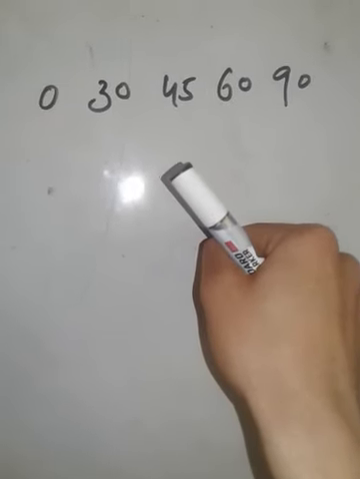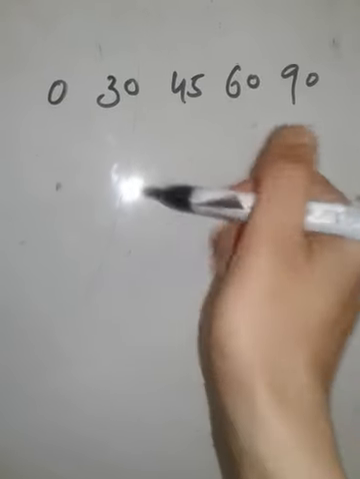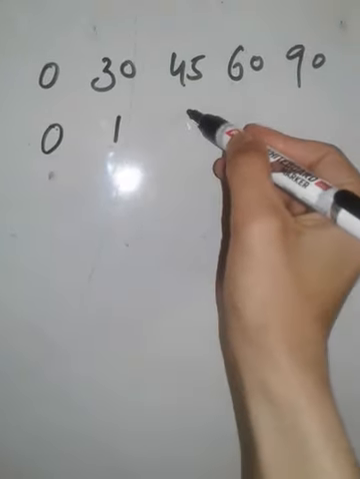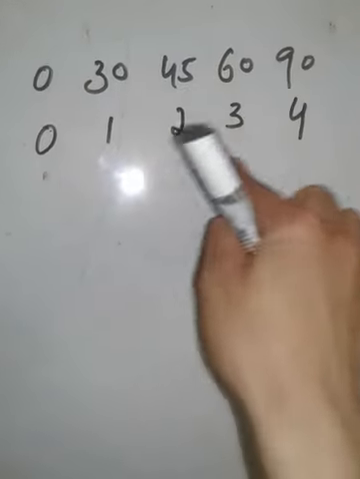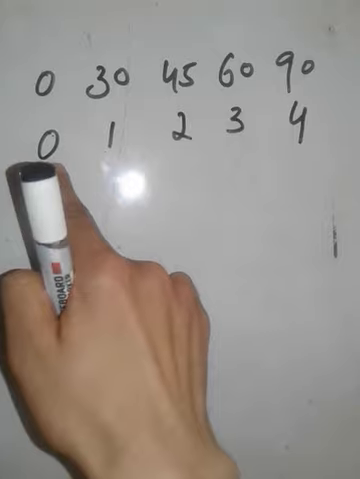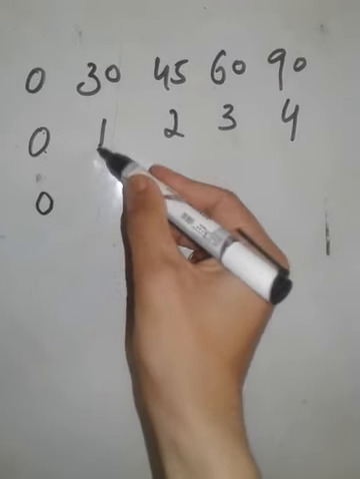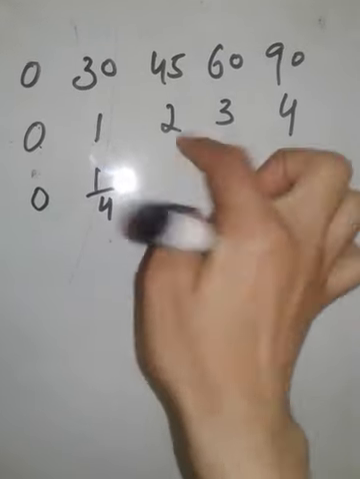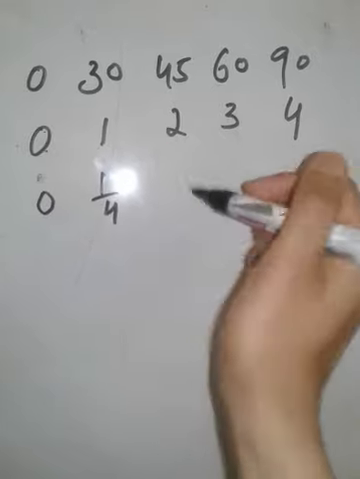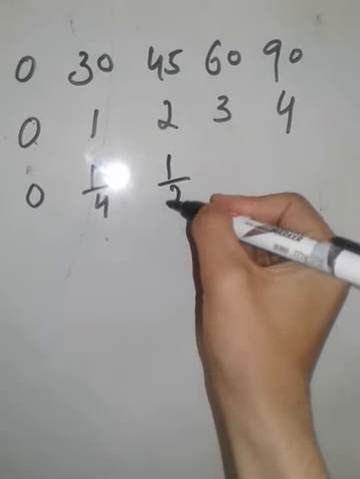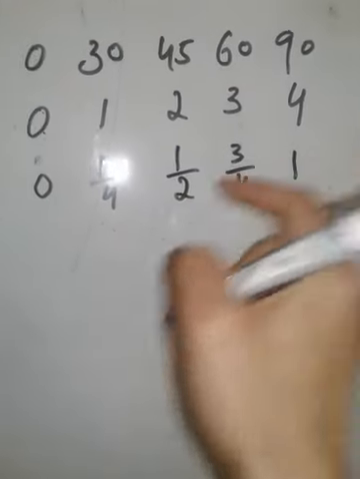So first of all, what you have to do is just write the numbers 0, 1, 2, 3, 4. This is your first step. Second step is dividing each number by 4. This is 0 by 4, this is 0, this is 1 by 4, 2 by 4 is 1 by 2, because you do their cancellation, it is 2 ones, 2 twos, 3 by 4 is 3 by 4, and 4 by 4 is 1.